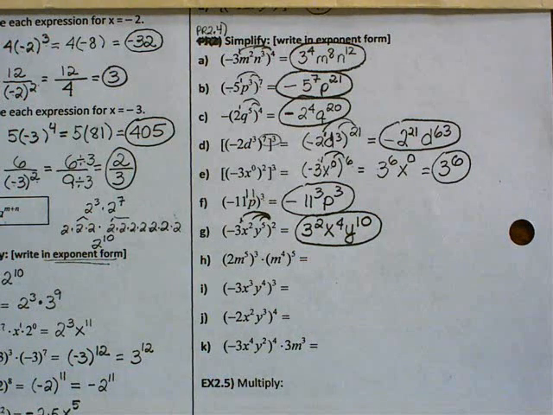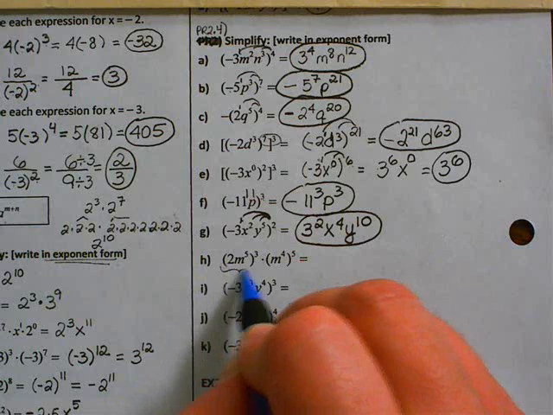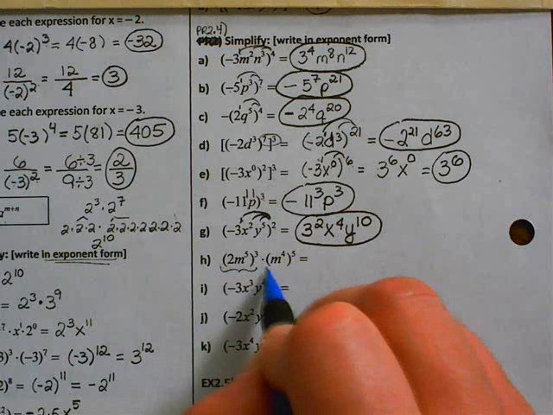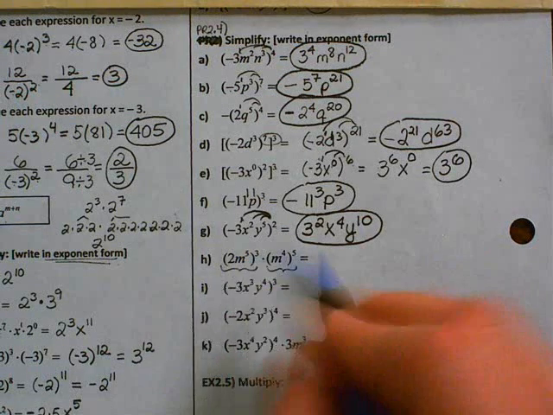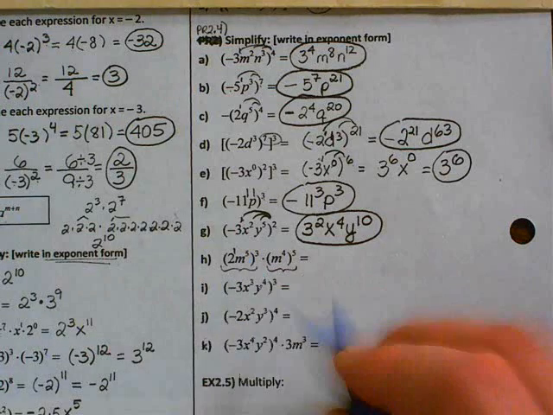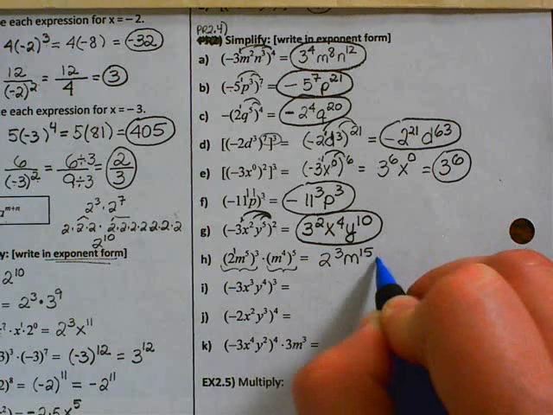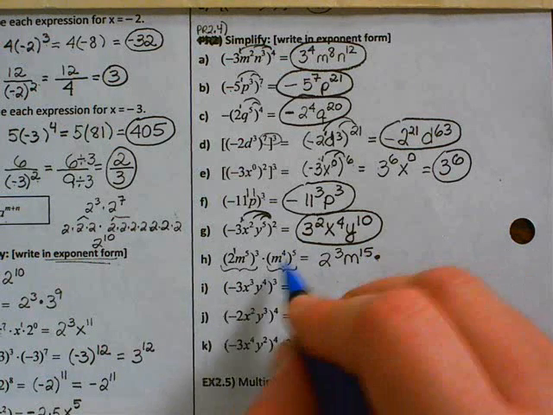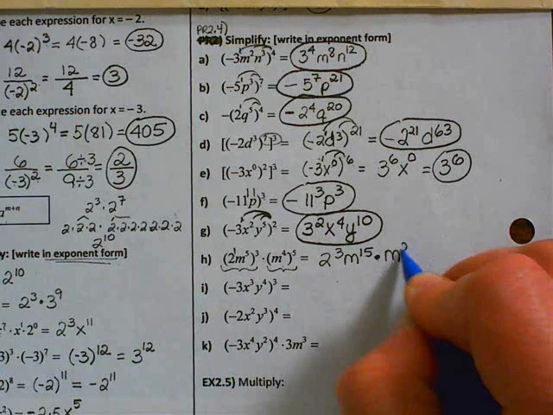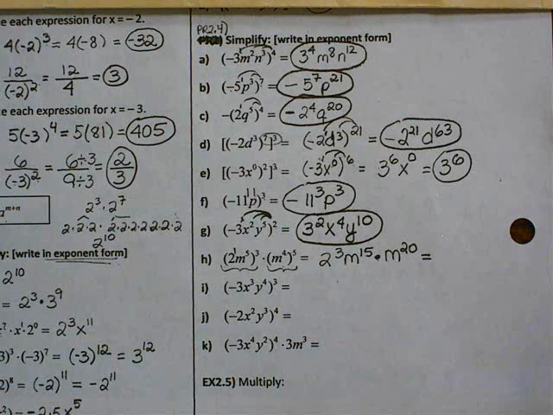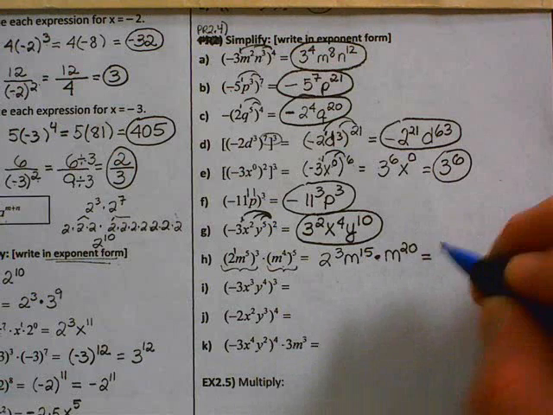Alright, next one. What I'm going to do is the first parenthesis first, and then the second parenthesis, and then at the end I'm going to combine the two. So let's see how we get. I'm going to distribute the 3, so this would be 2 to the 3rd, m to the 15th. And I'm going to do the second one, m to the 4th to the 5th. I'll multiply this, so this would be m to the 20th. And now we're going to add the exponents. It will be 2 to the 3rd, m to the 35th.